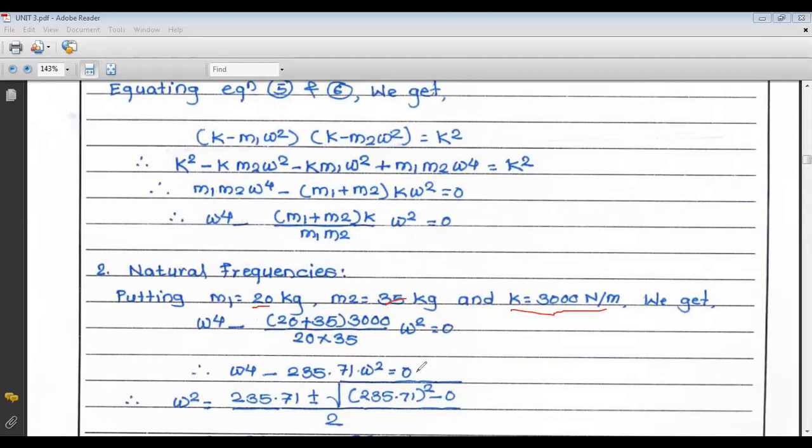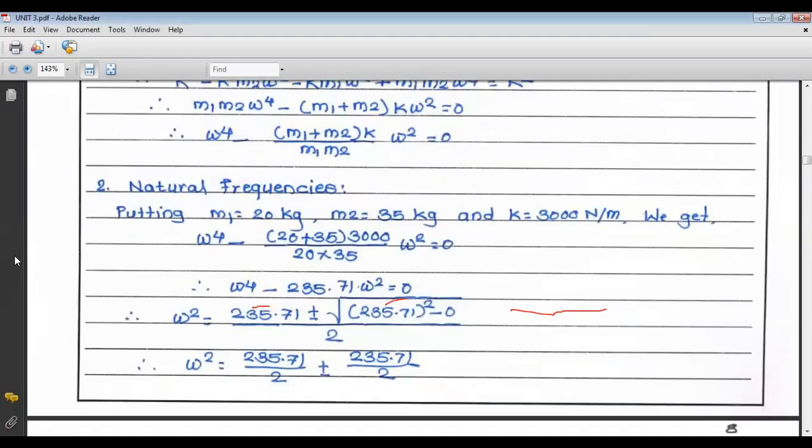Now in that there is no term c. So your equation is ax square plus bx plus c, but your equation is directly in omega raised to 4 and omega square. So there is no term c. So your omega square becomes minus b, so minus minus plus 235.71 plus or minus square root of b square, so 235.71 square minus 4, the value of a is 1 and the value of c is 0, so that term is 0, divided by twice a. Now the value of a is 1, so 2 into 1 becomes 2.